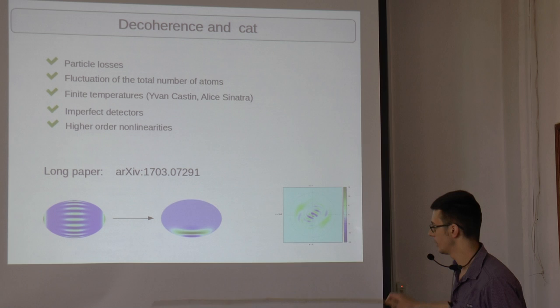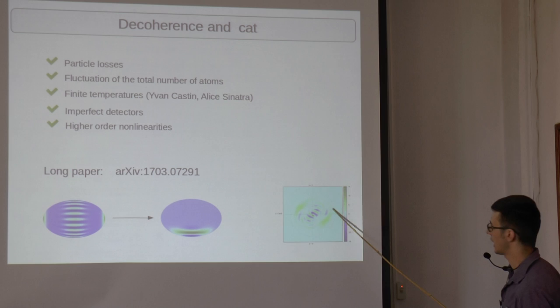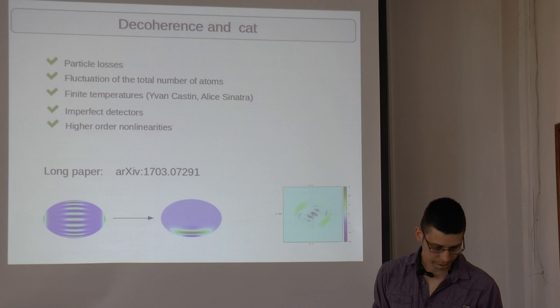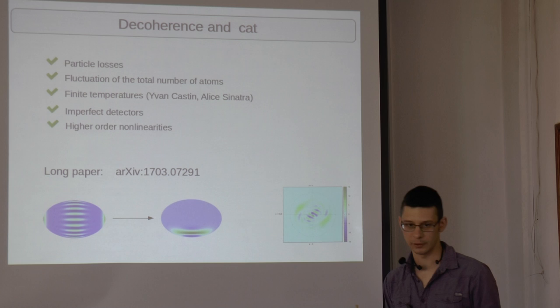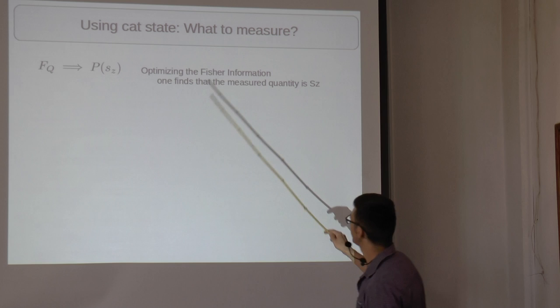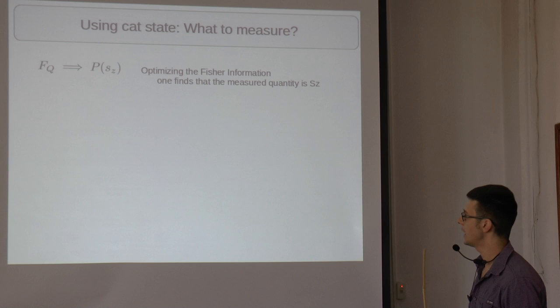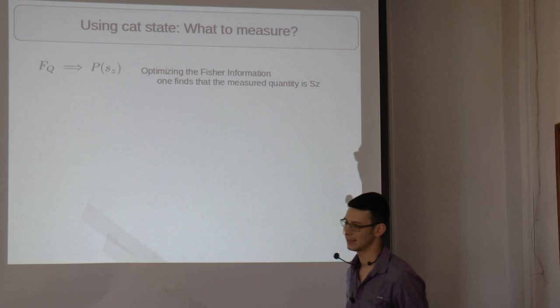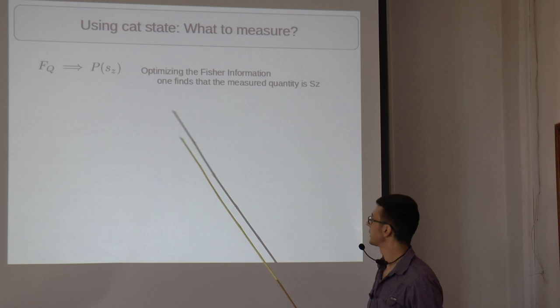If one projects the state on a plane, then the cat looks like that. This is what we have found, but it's not the end of the story, because there is still the question of how to use it in interferometry. Optimizing this Fisher information, we have found that to benefit from this high Fisher information, one should look at the statistics of average values of SZ. But it doesn't mean that this is SZ which you have to measure.